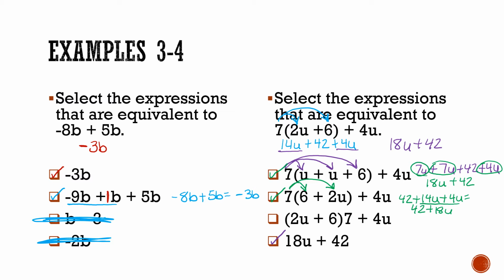Now in this third one, we still have the 7 to distribute, even though it's written at the back of the parentheses. So 7 times 2u is 14u. 7 times 6 is 42 plus 4u. So we combine those like terms. 14 and 4 is 18u plus 42. So all 4 of those were correct.